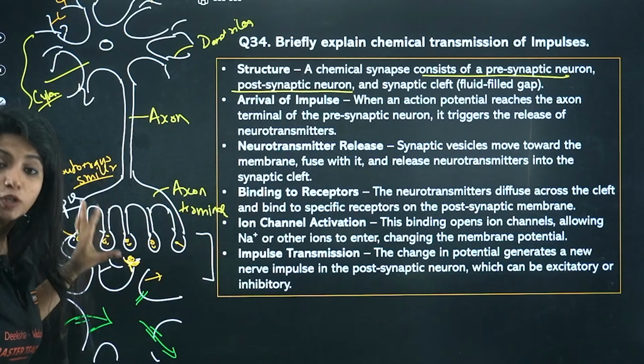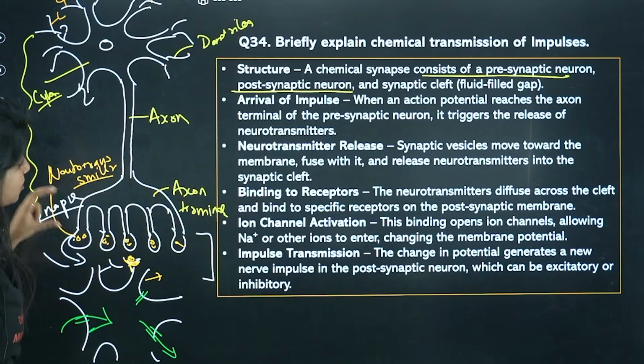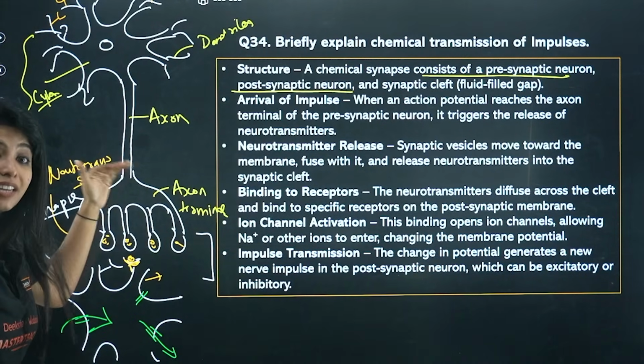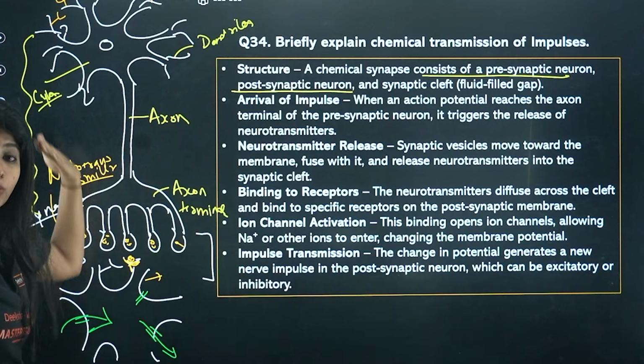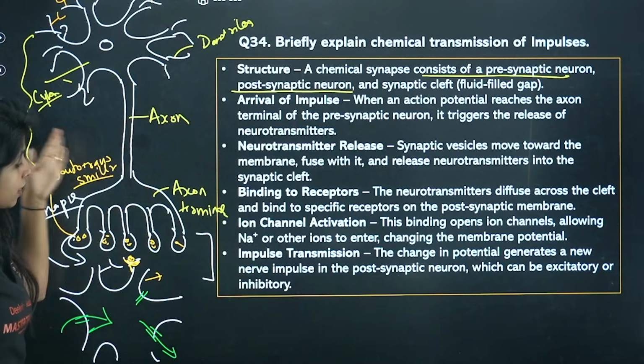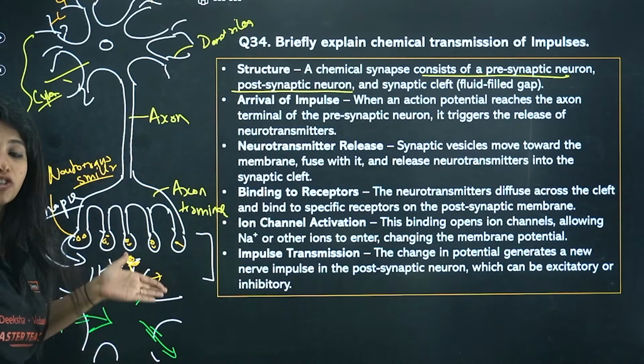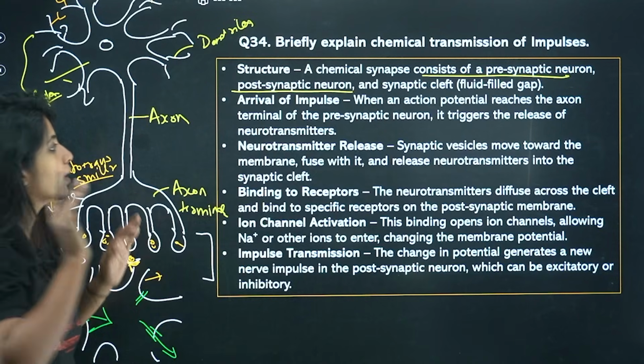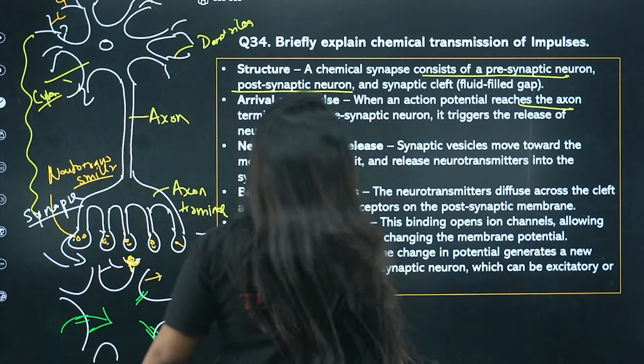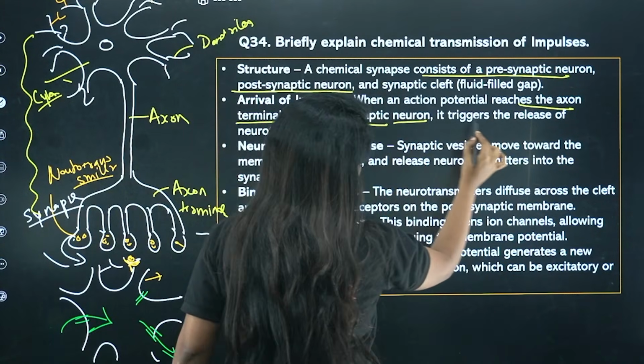Okay, these knobs are known as presynaptic knobs, and these presynaptic knobs belong to the presynaptic neuron. That is, the neuron before the synapse is known as the presynaptic neuron. The next neuron, which is up there, is known as the postsynaptic neuron. That's all. Done. Okay.